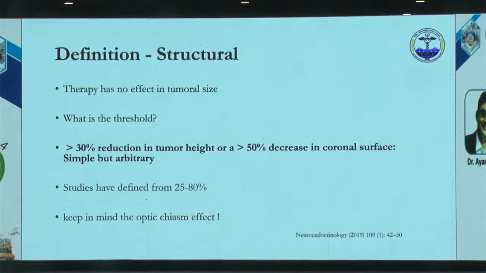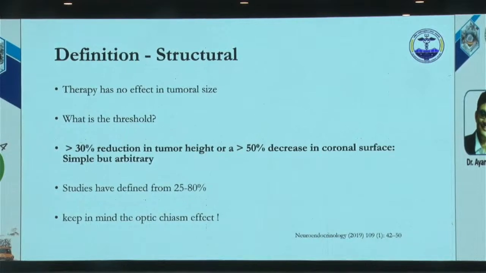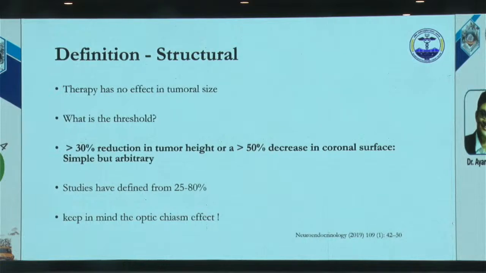The second definition is structural. In the past, different studies have taken from 25 to 80% reduction in tumor volume, but the current standard approach is that we must have a 30% reduction in tumor height or 50% decrease in the coronal surface. This is a pretty simple definition, but very arbitrary, particularly based on a 2006 paper published in Clinical Endocrinology, where they defined that if the person is not responding by 30% in height and 50%, then somehow that definition has kept going on and on.